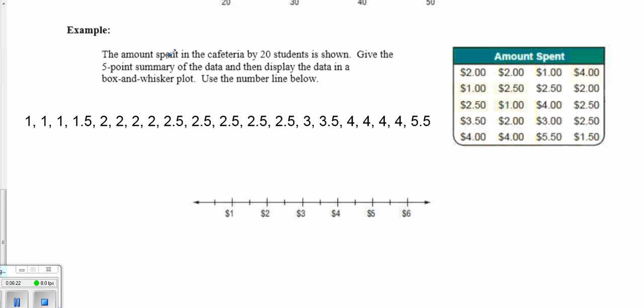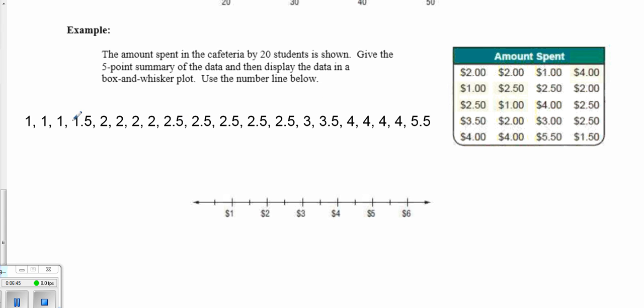Now it says the amount spent in the cafeteria by 20 different students is shown. So there are 20 different numbers here. Each one is showing how much a student is spending at the cafeteria. We need to give the 5-point summary of the data and display the data in a box and whisker plot. We'll use the number line below. As well, I have already written out all of the data from lowest to highest.